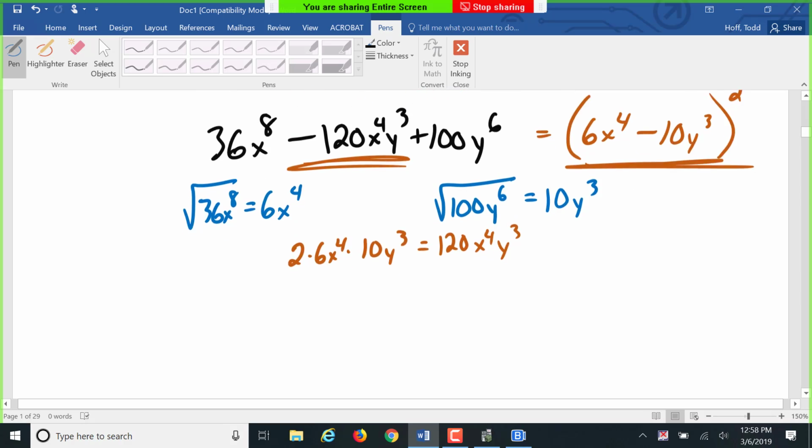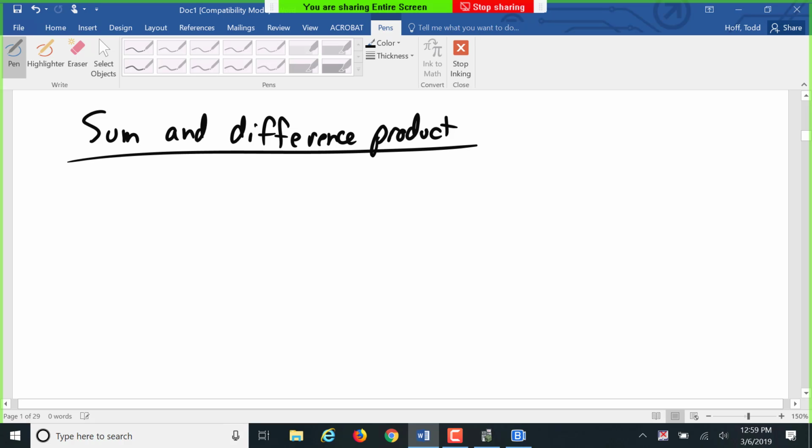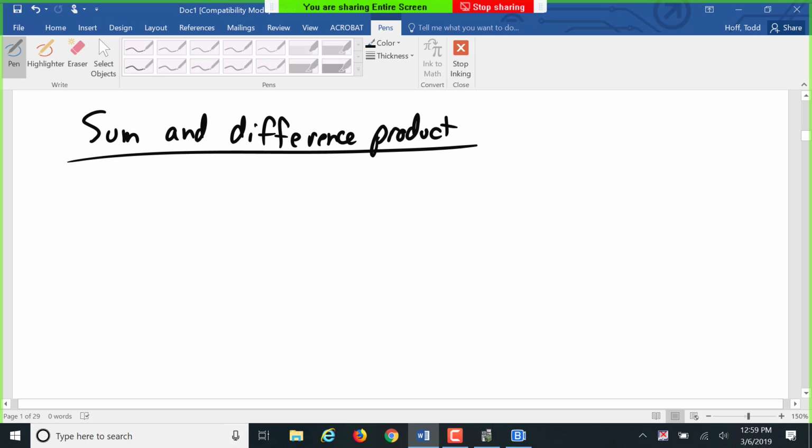Okay, one of the other special products we looked at was a sum and difference product. A sum and difference product came into play when we had two terms that were the same, but one was a sum and one was a difference. So we might have 5x plus 7 and 5x minus 7.